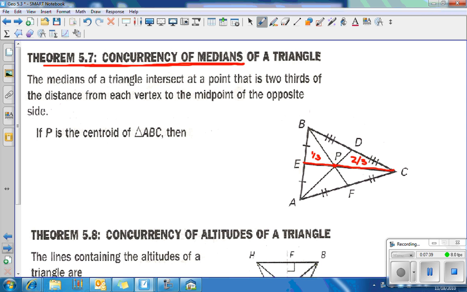If I knew the segment PE, let's say PE is 5, then you can figure out what PC is, right? Because 5 is 1/3 of the whole thing. 2/3, what do you think that would be? PC is 2/3 of the whole thing. It'd be 10. And the whole thing would be what? 15.